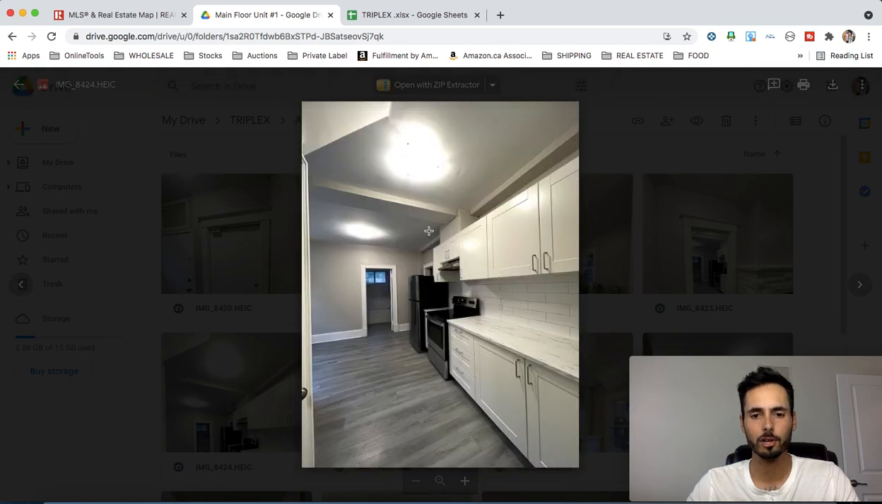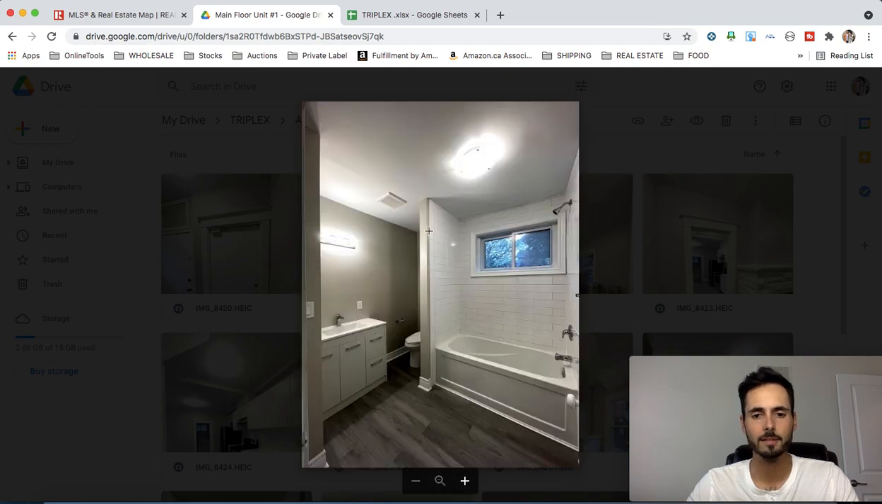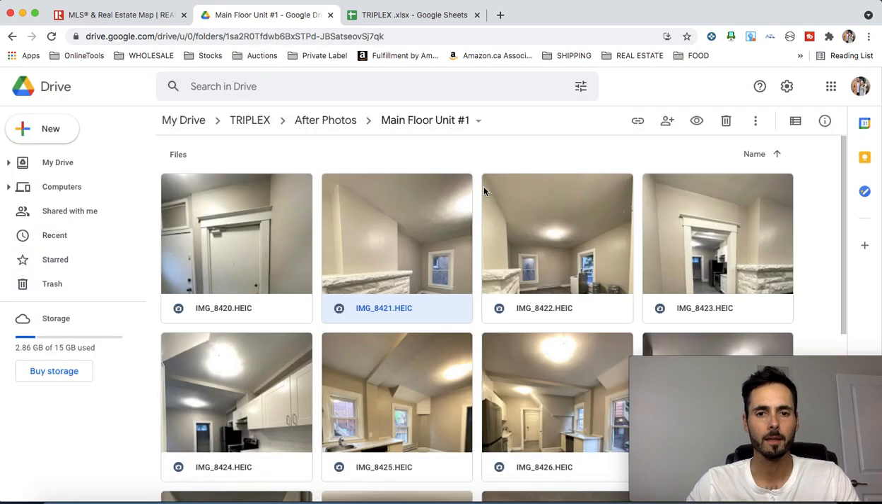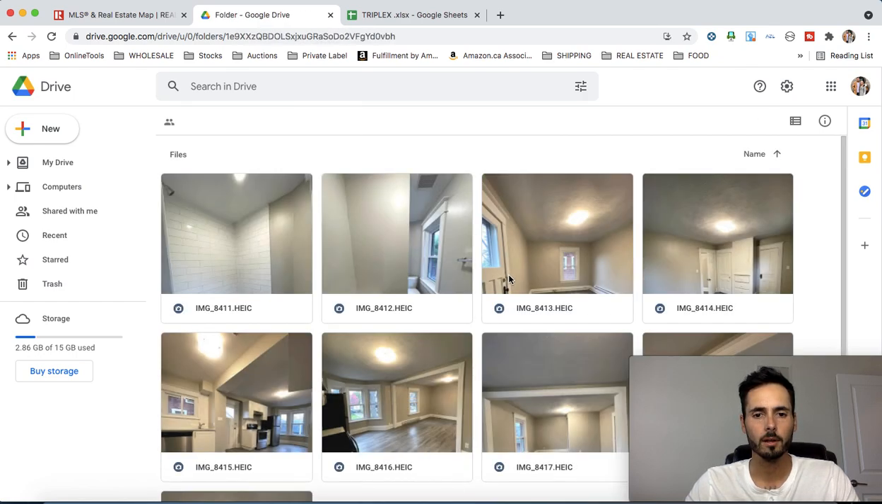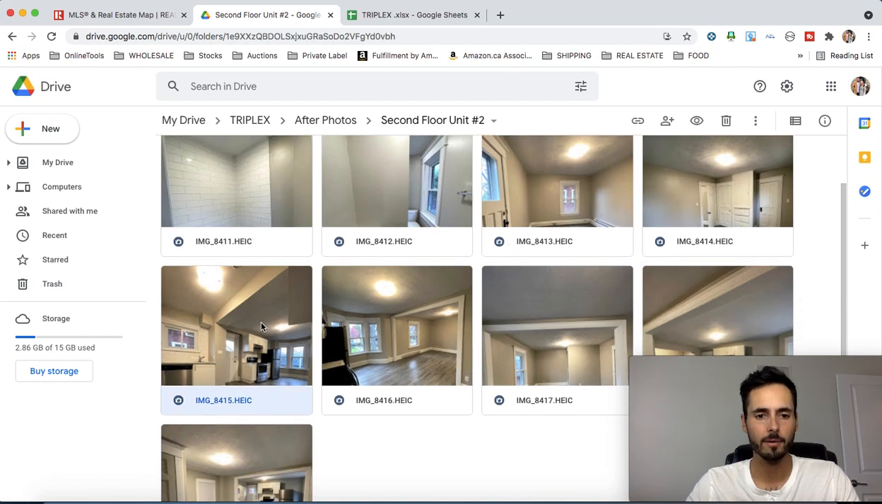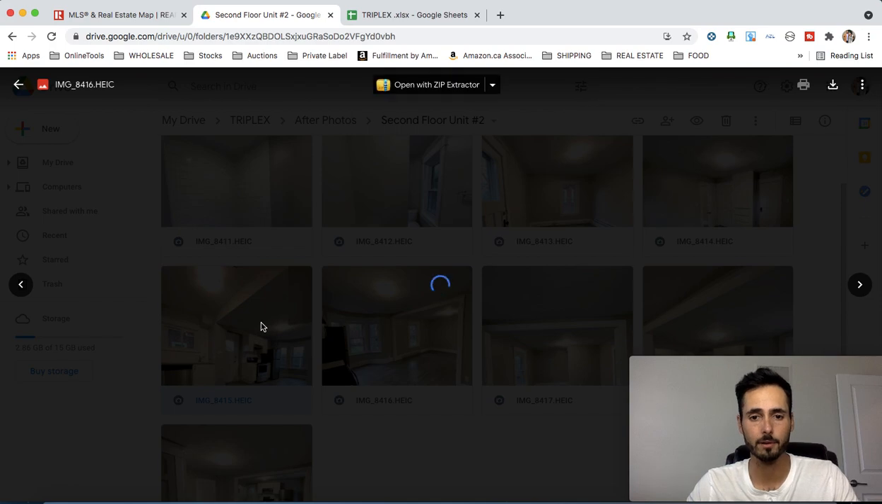Really made the place look good. Brand new kitchens, guys, subway backsplash, new appliances. Look at that bathroom, beautiful. And I'll show you two more photos here. Let's go to the second floor, because I am pretty proud of how that turned out as well. The whole place just was sharp by the end of it, okay?